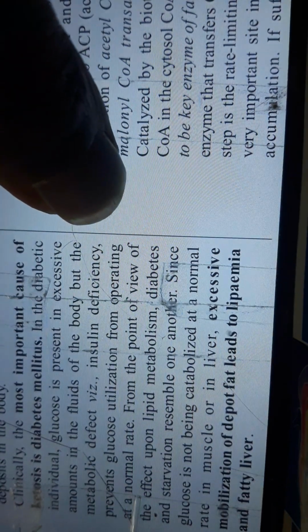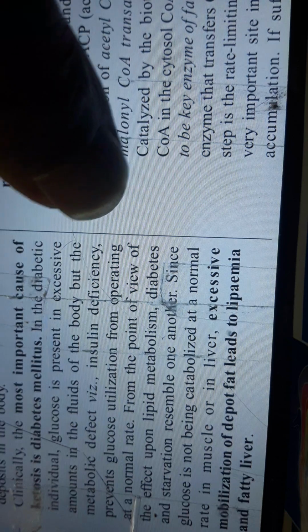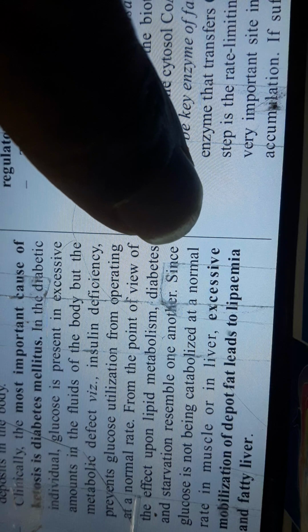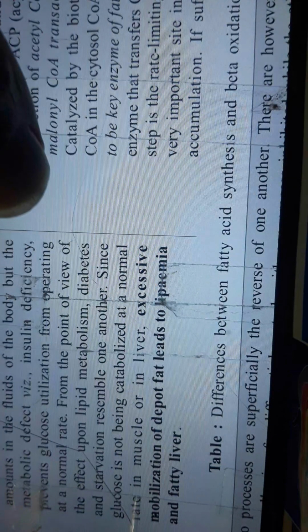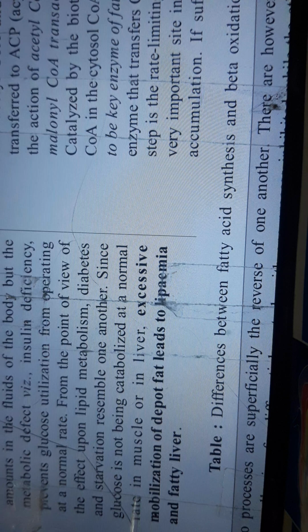In this, glucose is present in excessive amounts in the fluids of the body, but a metabolic defect with insulin deficiency prevents glucose utilization from operating at a normal rate. From the point of view of the effect upon lipid metabolism, diabetes and starvation resemble one another, since glucose is not being catabolized at a normal rate in muscles and the liver. Excessive mobilization of depot fat leads to lipemia and fatty liver.